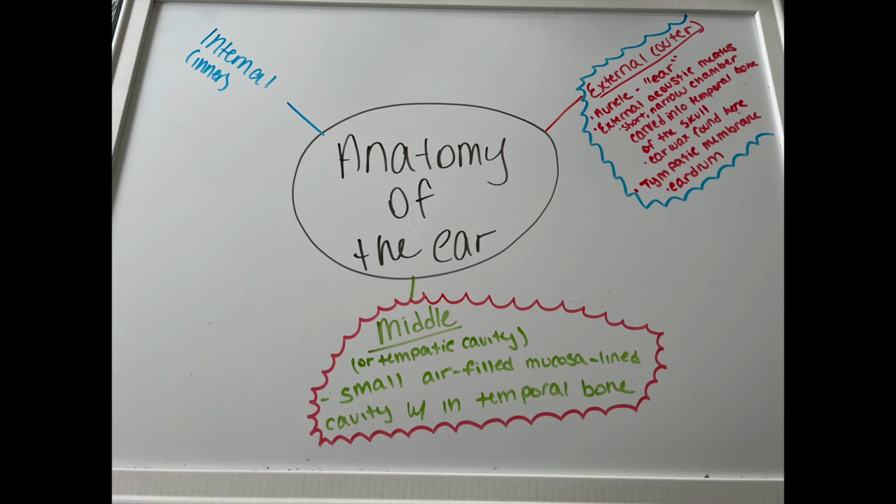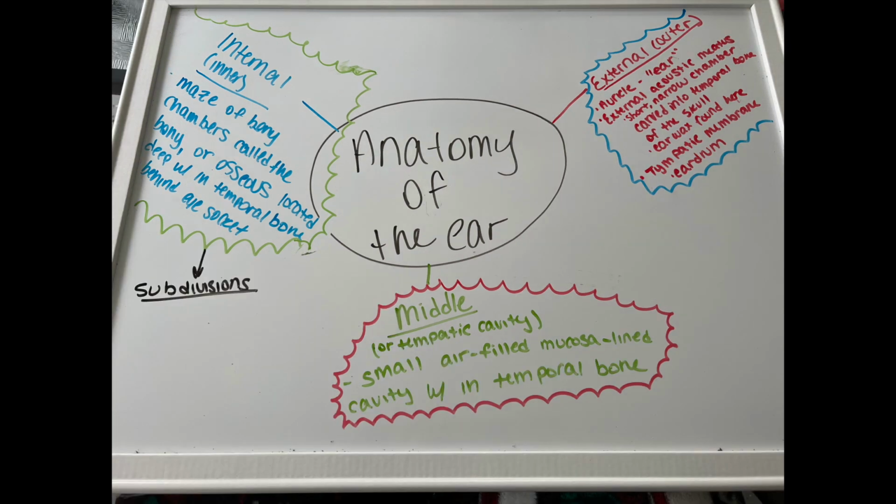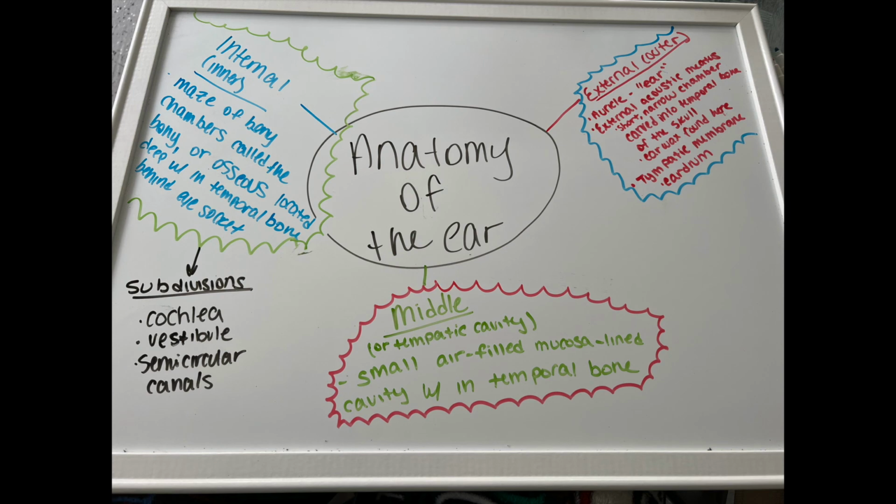The middle ear, or tympanic cavity, is a small air-filled, mucus-lined cavity within the temporal bone. The internal ear is a maze of bony chambers called the bony, or osseous, labyrinth, located deep within the temporal bone behind the eye socket. Subdivisions. The three subdivisions of the bony labyrinth are the spiraling pea-sized cochlea, the vestibule, and the semicircular canals.